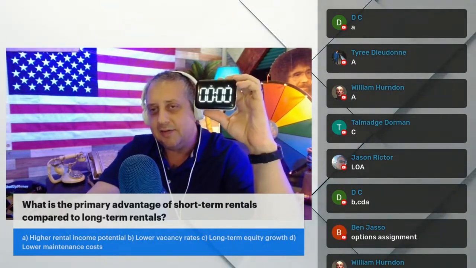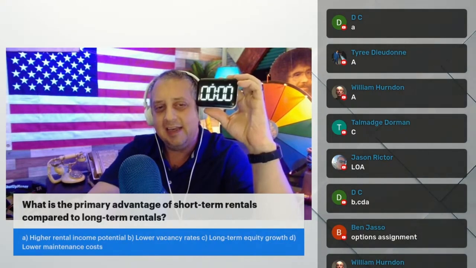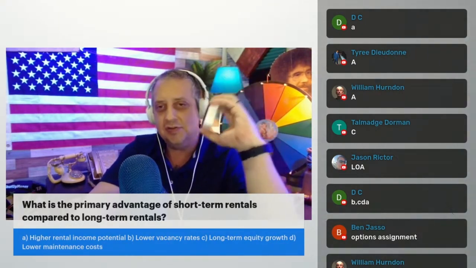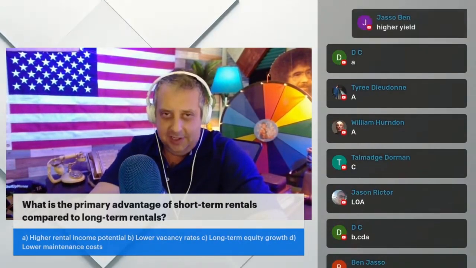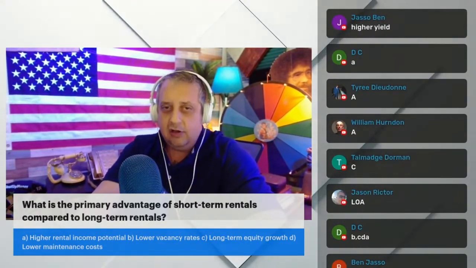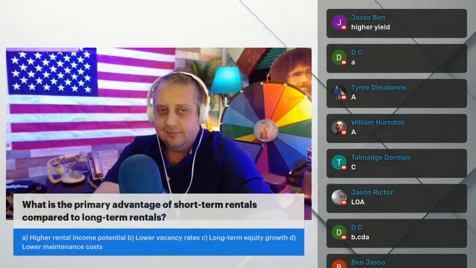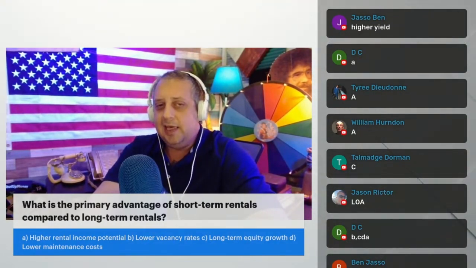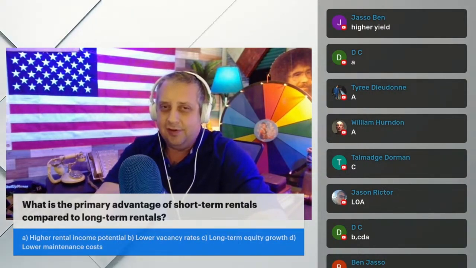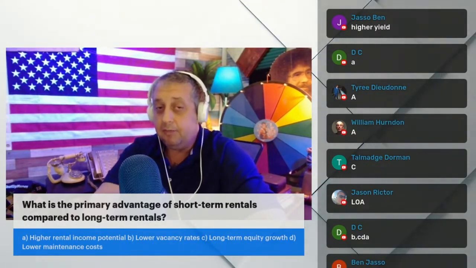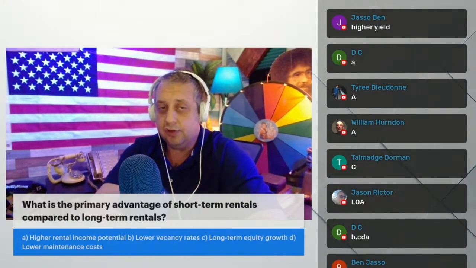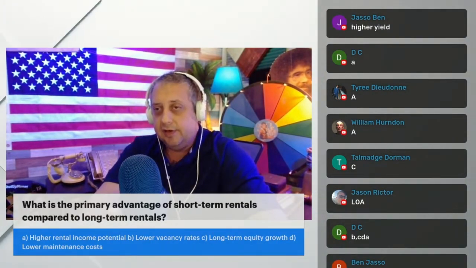Yeah, it seems to me like the correct answer to this one would be A, higher rental income potential. So short-term rentals would not be a lower vacancy rate or long-term equity growth. That would not necessarily be an advantage short-term rentals have over long-term rentals. And D, lower maintenance costs, probably higher maintenance costs on a short-term rental. All right, so A is the best answer here.